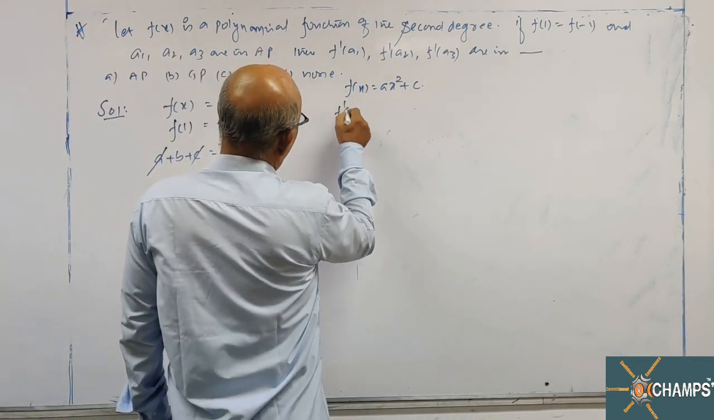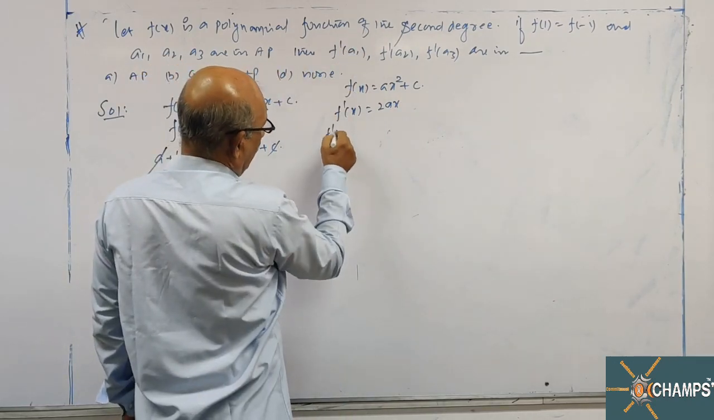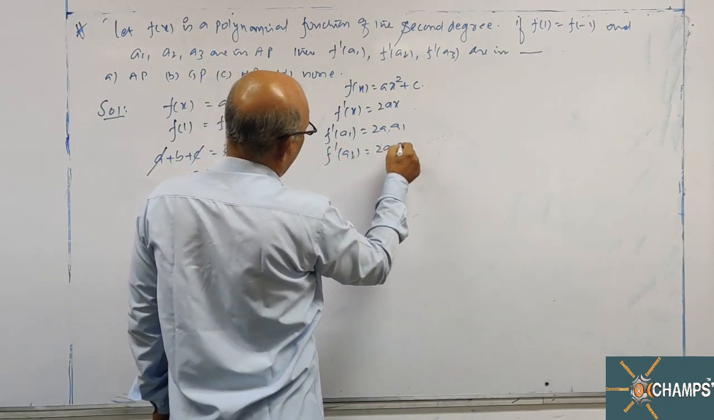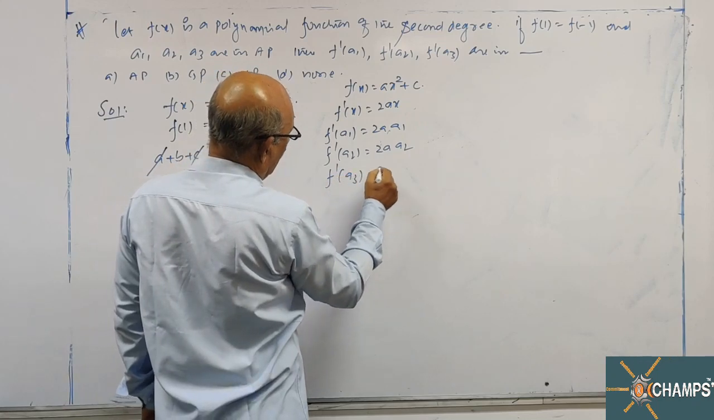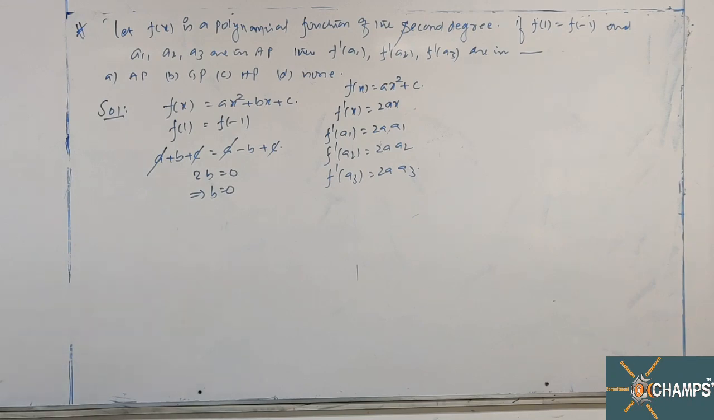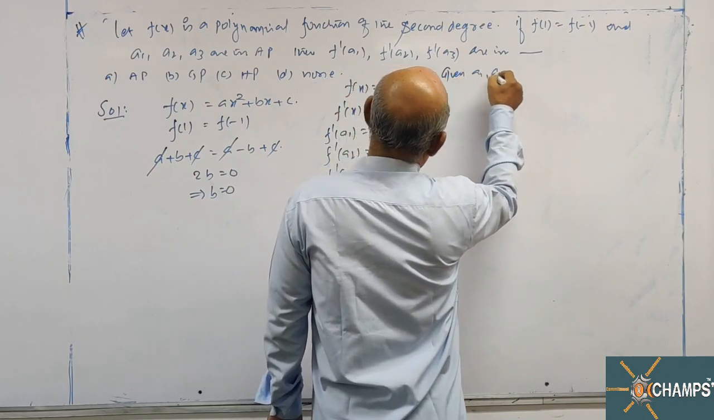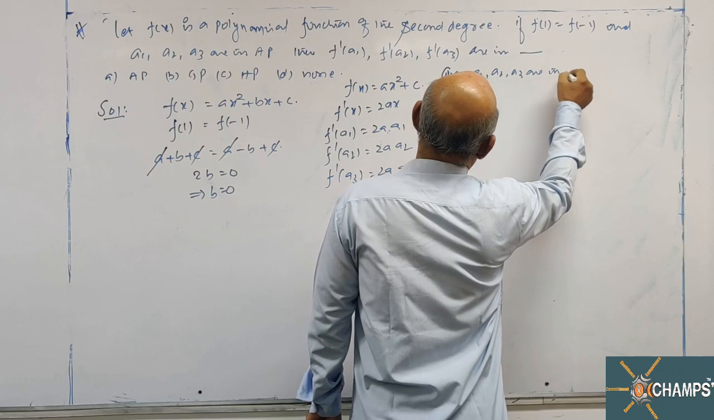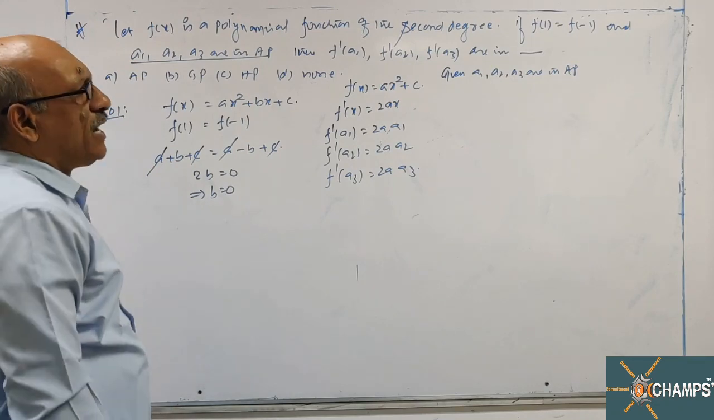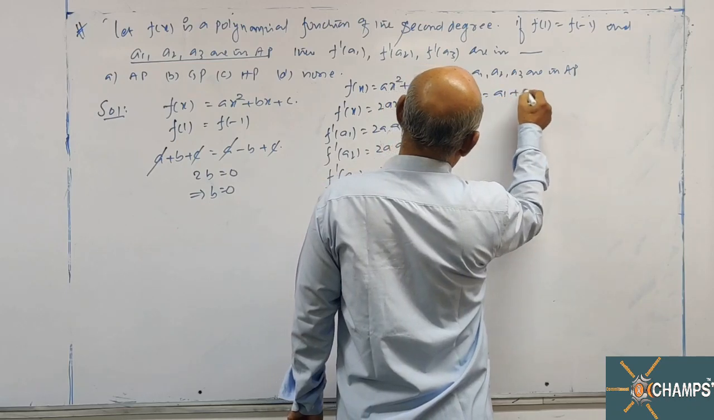Now f dash x is equal to 2ax. f dash a1 is equal to 2a a1. f dash a2 is equal to 2a a2. f dash a3 is equal to 2a a3. Now given a1, a2, a3 are in AP. It is given in the question a1, a2, a3 are in arithmetic progression. It means 2 times the middle term is equal to first term plus last term.